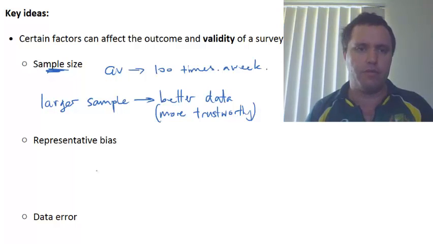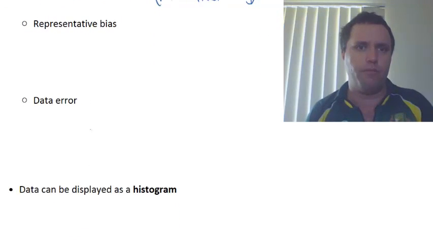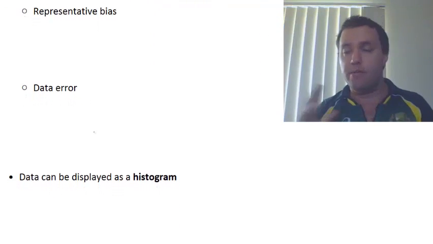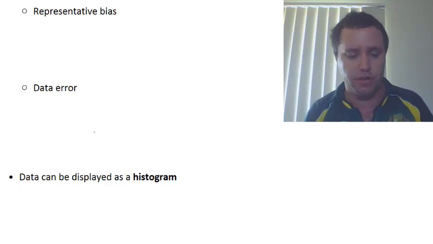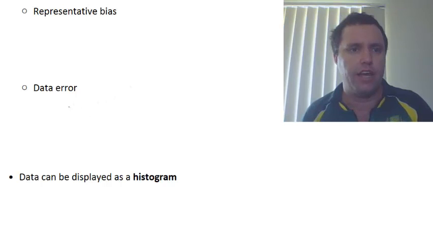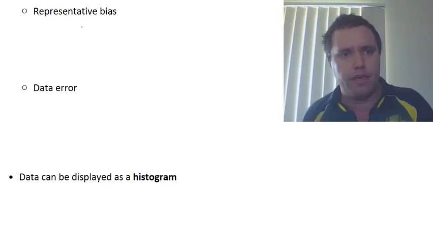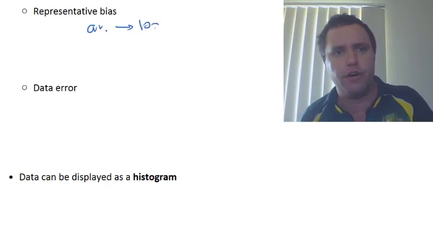Okay, representative bias. This is an important one as well. So let's keep going with my idea of surveying the class about how many times you watch Pretty Little Liars a week, and I figured out that the average amount of times, as I said before, was 100 times a week.